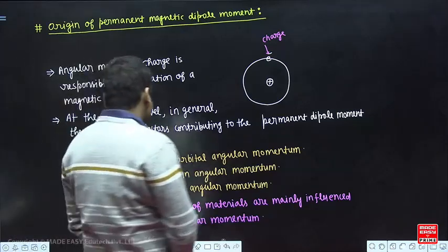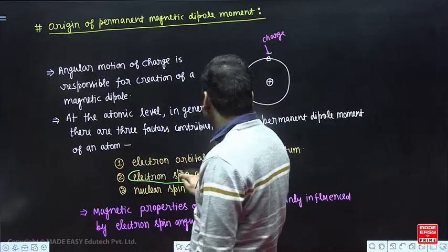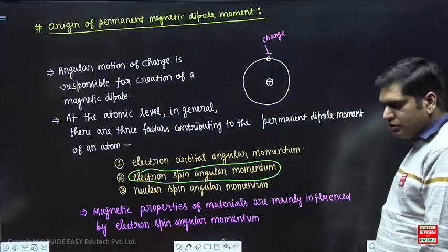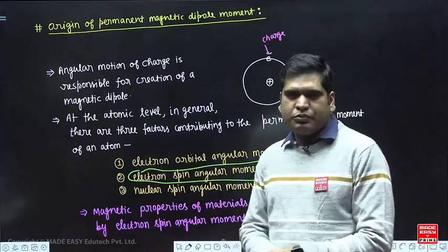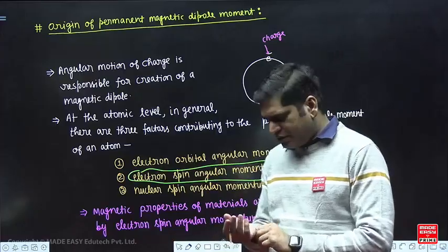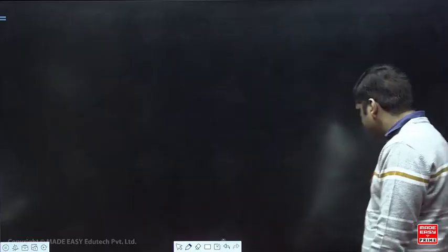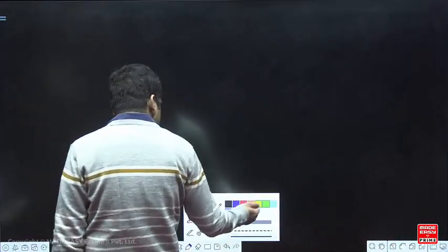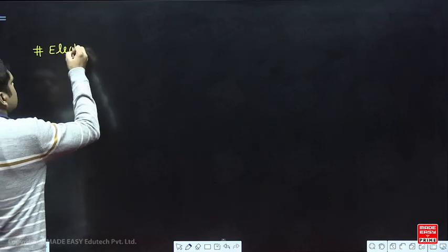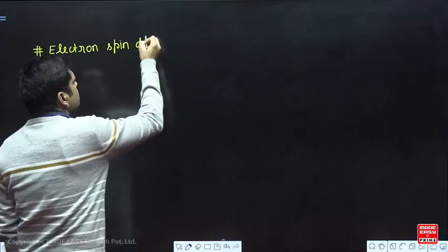So now we will concentrate on the discussion of this one. This is electron spin angular momentum. So this will contribute a dipole. That dipole is known as the permanent dipole, right? Although the permanent dipole is because of three reasons, we are neglecting the other two. We are saying it is mainly because of this. So let us put a heading: electron spin dipole moment.